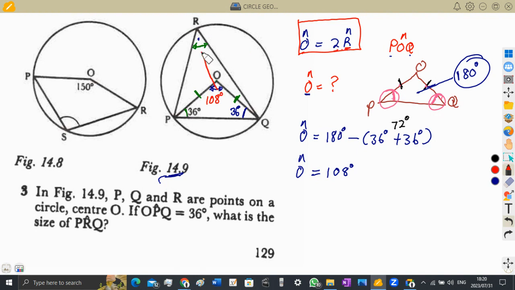Because now we are moving from the center to the circumference. From the circumference to the center, we're multiplying. What about now vice versa? We're going to divide by 2, exactly. So our angle PRQ, which is our angle R, is going to be 108 degrees divided by 2, which is 54 degrees. So that was the concept here. This angle was going to give us 54.